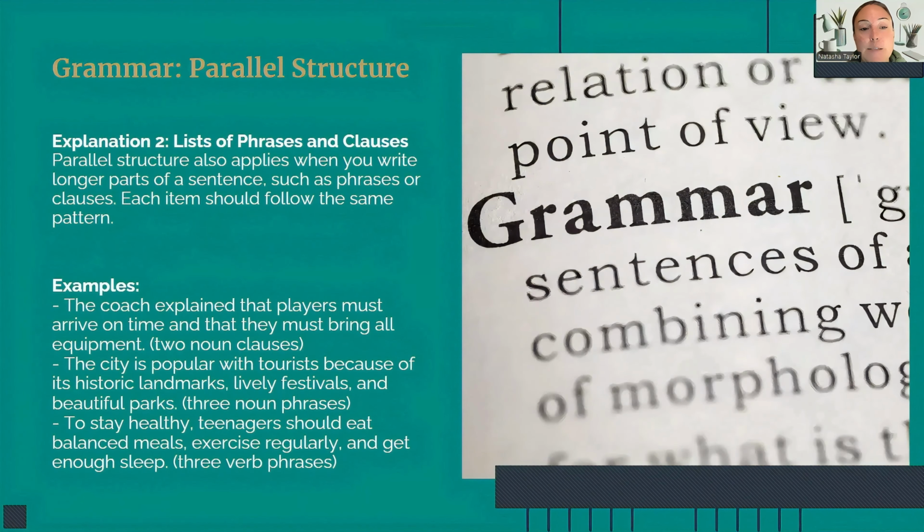And another explanation, something else I want you to keep in mind, are lists of phrases and clauses. Parallel structure also applies when you write longer parts of a sentence, such as phrases or clauses. Each item should follow the same pattern. Here are some examples. The coach explained that players must arrive on time and that they must bring all equipment, 2 noun clauses. Or the city is popular with tourists because of its historic landmarks, lively festivals, and beautiful parks, 3 noun phrases. And to stay healthy, teenagers should eat balanced meals, exercise regularly, and get enough sleep, 3 verb phrases.